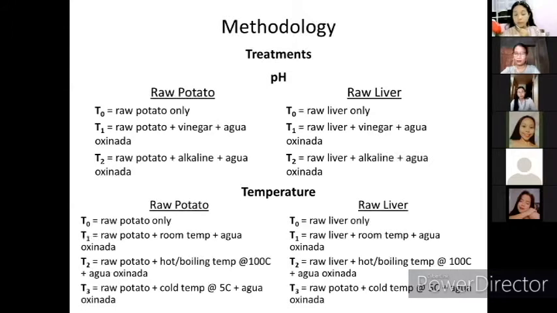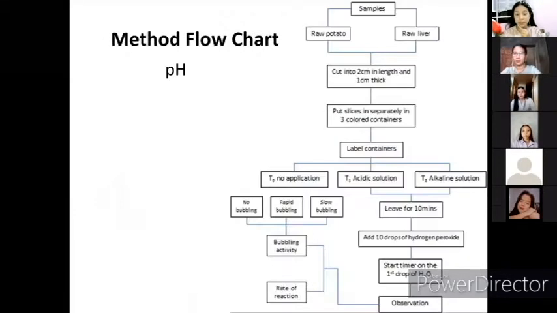For the treatments for temperature, we have raw potato and raw liver only in T control. In T1, we have raw potato and raw liver plus room temperature plus agua oxinada. For T2, we have raw potato and raw liver plus hot or boiling temperature at 100 degrees Celsius plus agua oxinada. For T3, we have raw potato and raw liver plus cold temperature at 5 degrees Celsius plus agua oxinada.